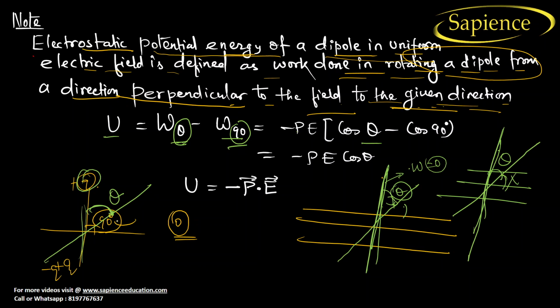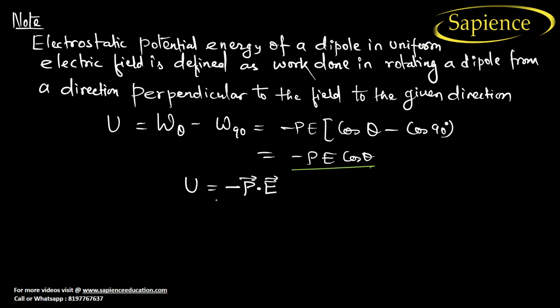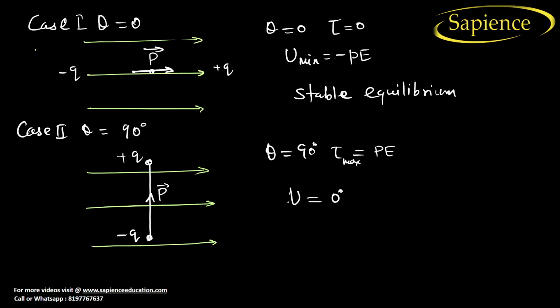One thing I need to make you understand is that you don't take this angle from this reference line. You have to take it from here only. Why is it so? Because the initial condition was taken from here, so the final condition will also be taken from here. So finally, your derivation becomes minus p cos theta. So potential energy is equal to minus p dot E. This is very important.